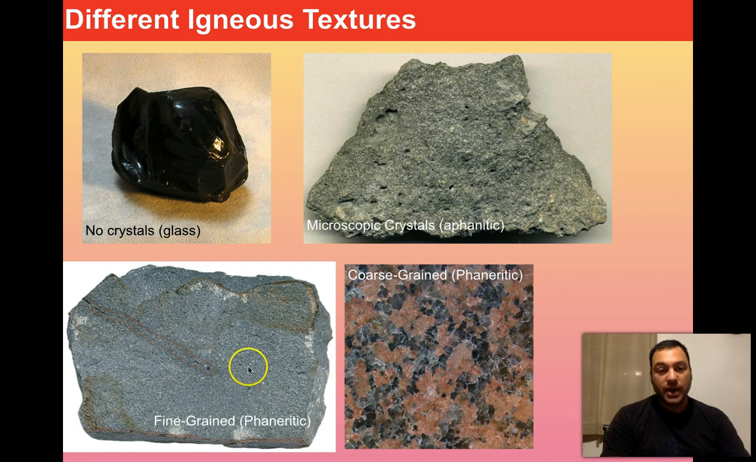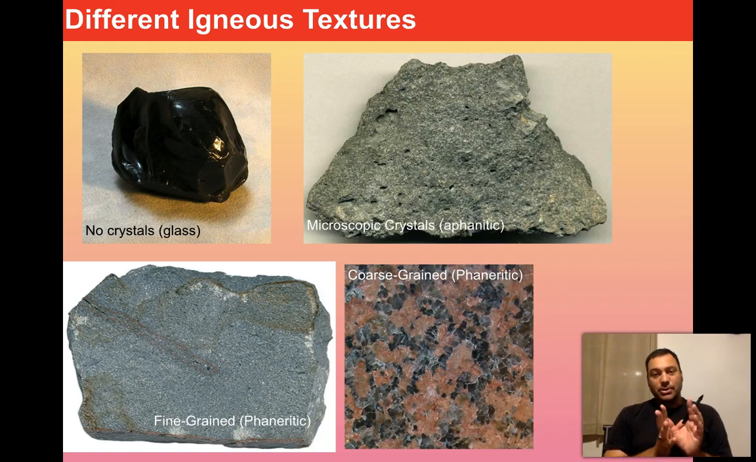Down here we have some fine-grained. If you look really carefully, you can start to see little tiny crystals. So by definition, we can see them. It's phaneritic. It can be fine-grained phaneritic, but it's definitely phaneritic, whereas this microscopic crystals one is aphanitic. And of course, the coarse-grained phaneritic here has K-spar, quartz, a little bit of biotite, not a whole lot, just a small amount. And then, of course, some albite. There are these little white splotches in here. And that's coarse-grained phaneritic.